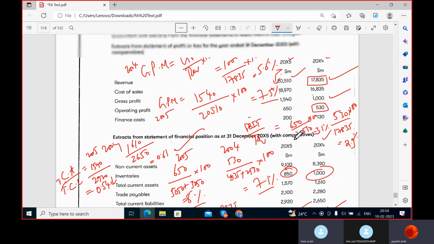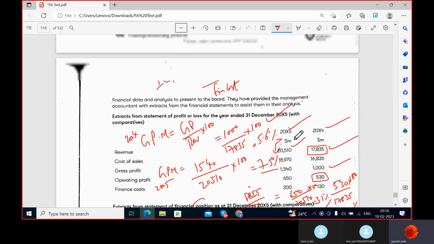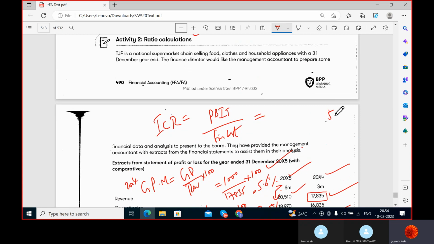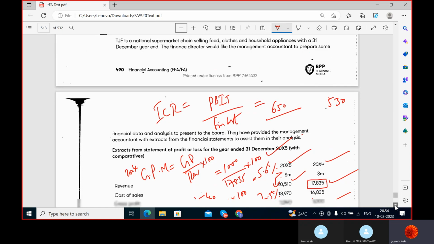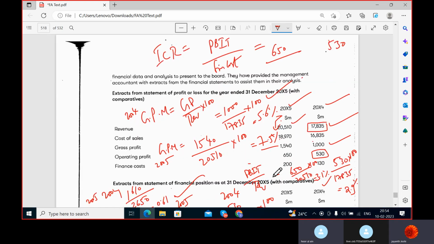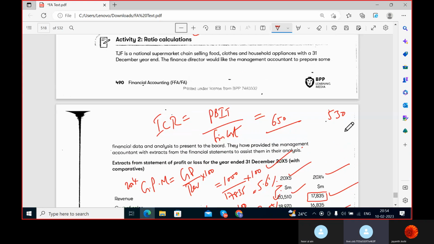So how much is the operating profit? 530 and 650. What is the finance cost given? 130 and 200, correct? Yes, 130 for 2014 and 200 for 2015. Tell me what's the answer. So I got 3.25 and 4.07.